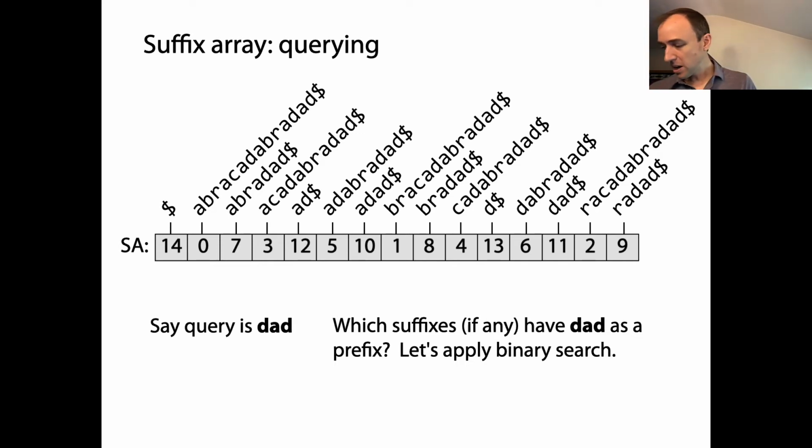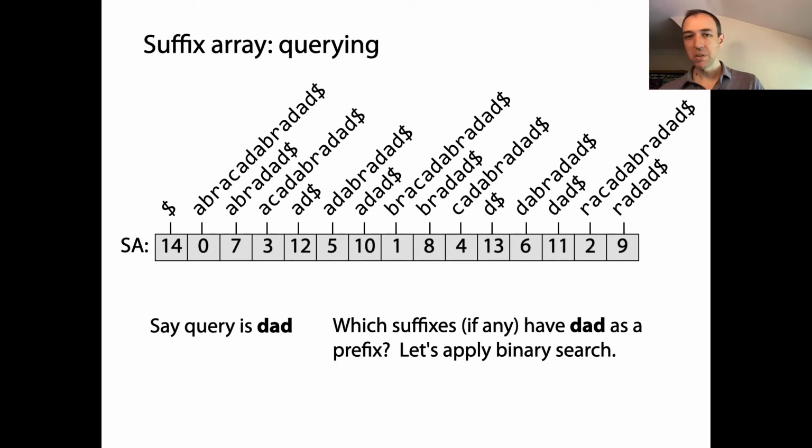All right, so let's actually do a query of my real suffix array that I have here. We're going to use binary search, and at each iteration of the binary search, we're going to do a lexicographical comparison. Our query here is dad. We want to know which suffixes, if any, have dad as a prefix. That tells us whether dad occurs as a substring of T.